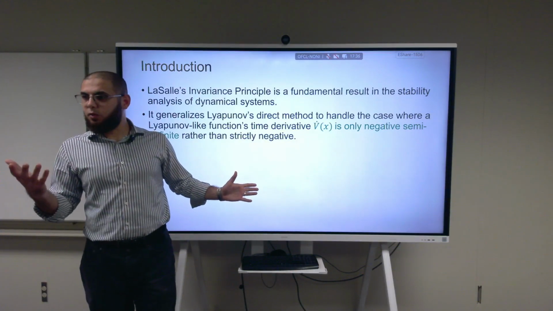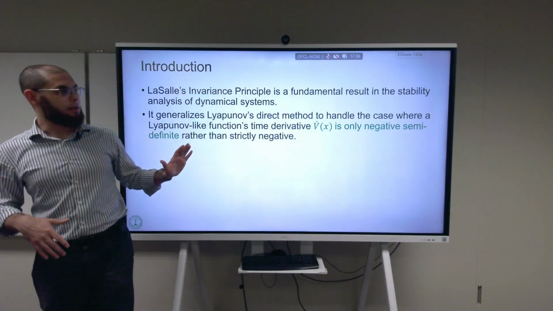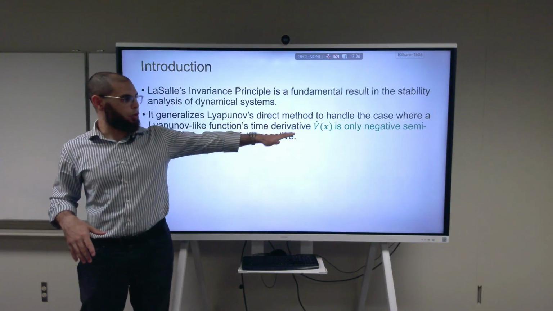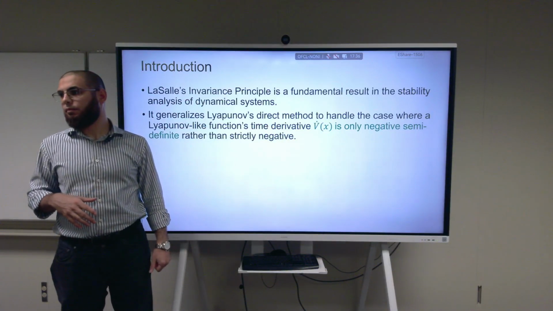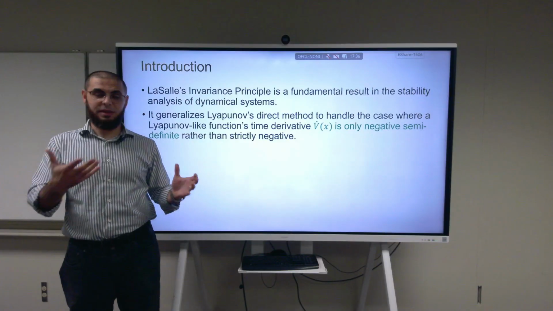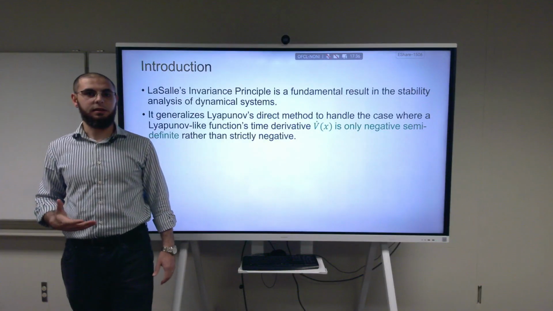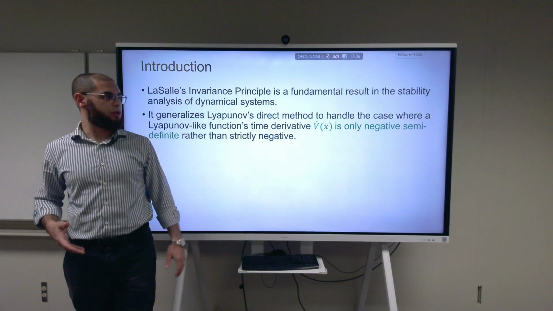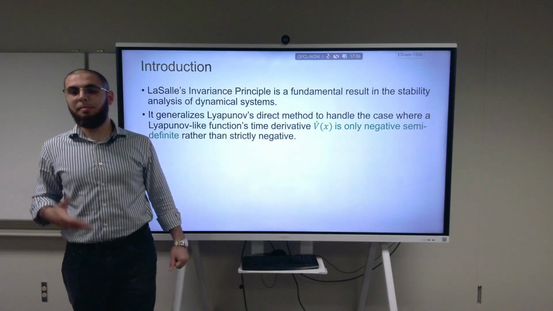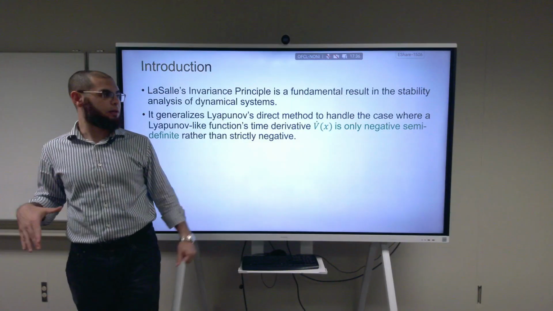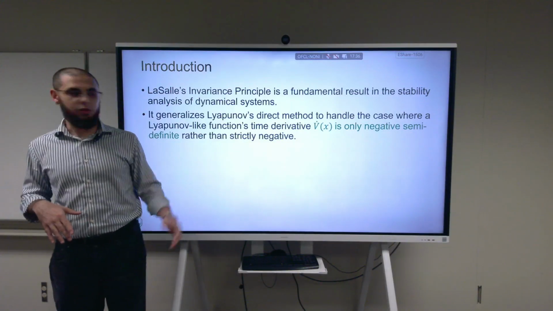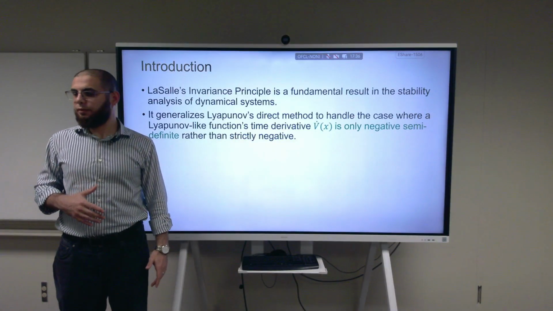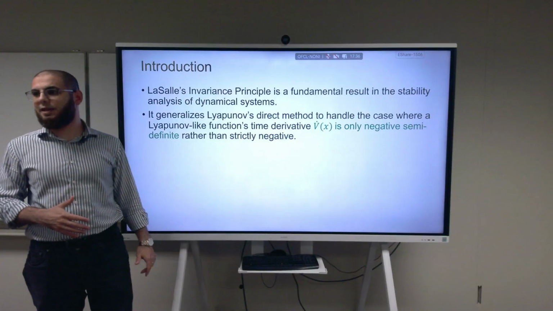If you start this way, you will usually find that you are only able to show that V dot is negative semi-definite. Even if you start with something as natural as the total energy of the system and evaluate its evolution, in many cases the best you can do is negative semi-definiteness, and it's sometimes not easy to show strictly negative. And this is where LaSalle's invariance principle comes in.